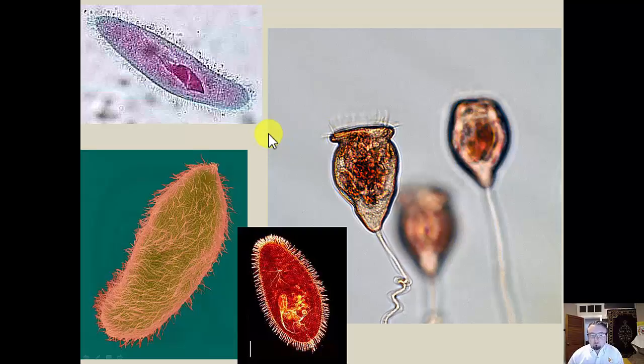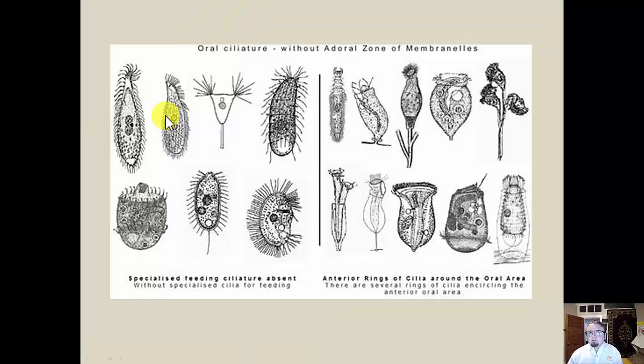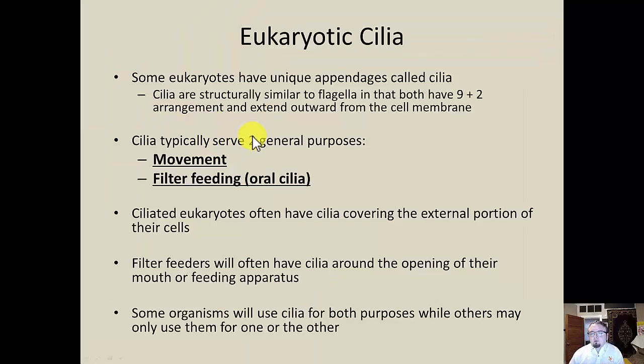So here you see some other illustration. These are actually all microscope images. These are all real images of ciliated eukaryotic organisms here. Okay, so basically they're just smaller flagella that are more numerous, and they serve, in addition to movement, also a function for filter feeding.